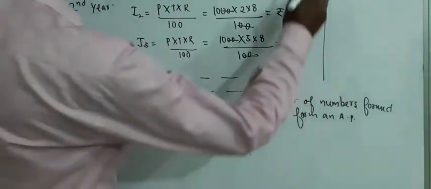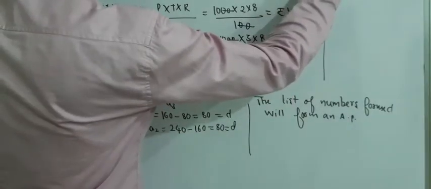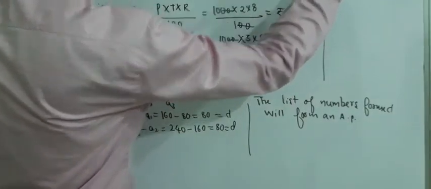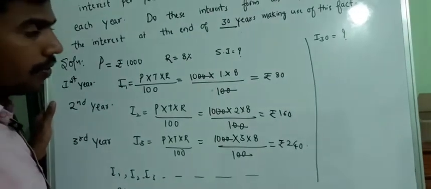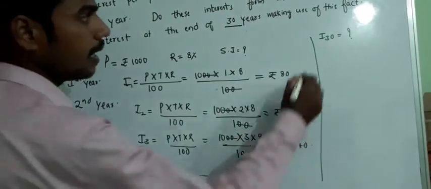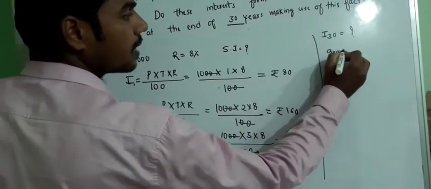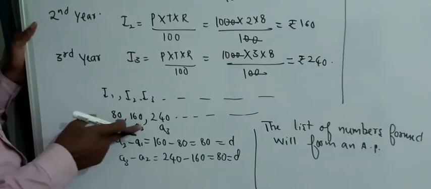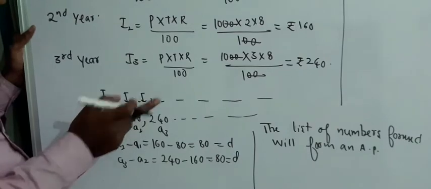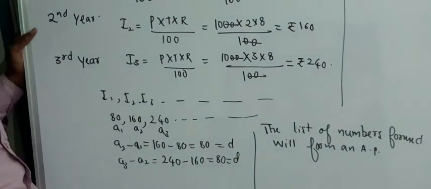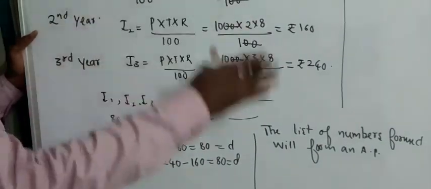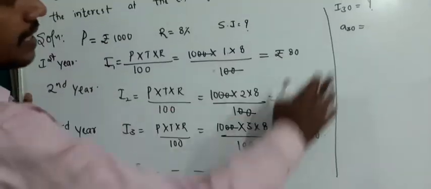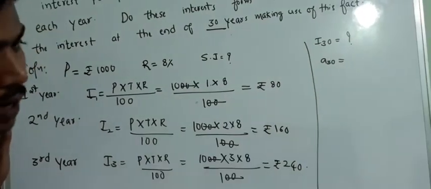We need to calculate the interest I30, that is, the interest at the end of 30 years. How will we calculate it? That is A30. A1 is the interest at the end of the first year. A2 is the interest at the end of the second year. A3 is the interest at the end of the third year. In a similar way, the interest at the end of 30 years will be A30.